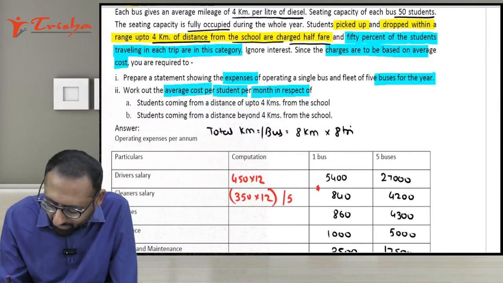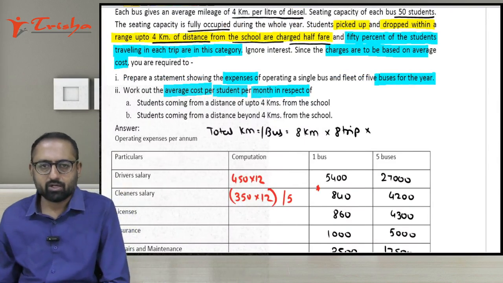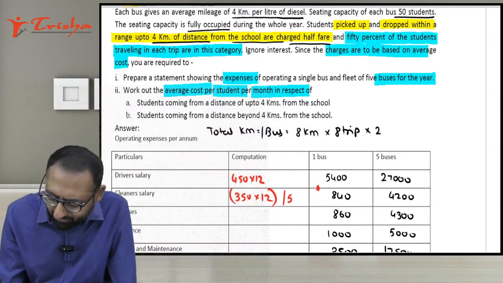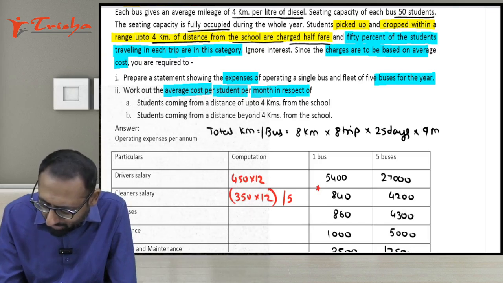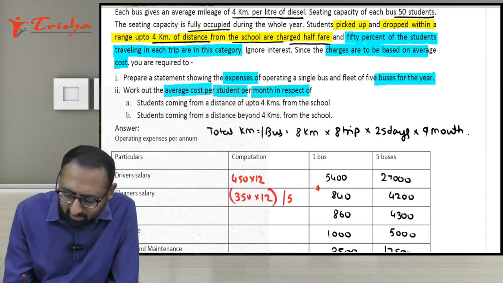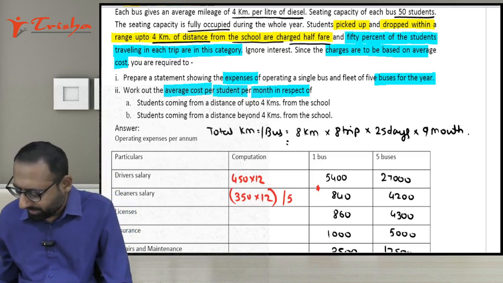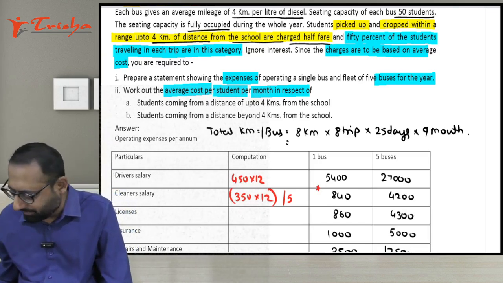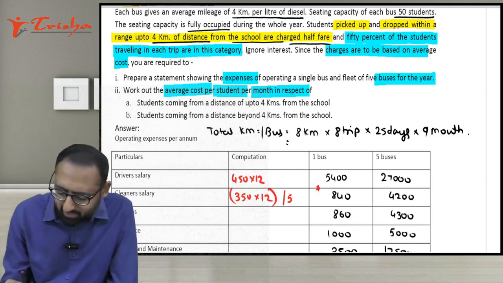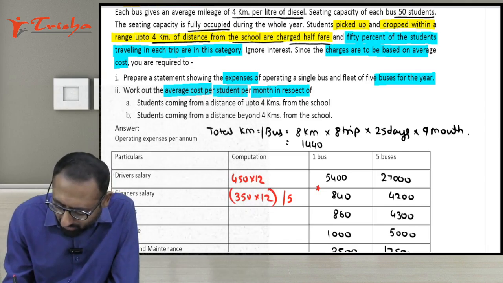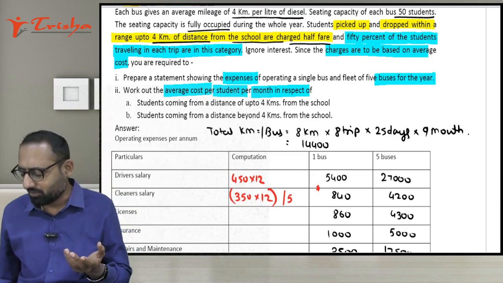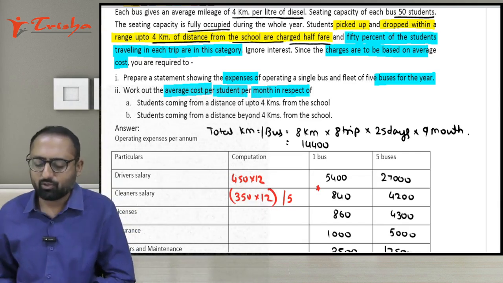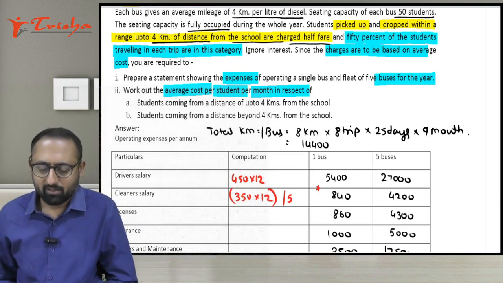8 trips per day, multiplied by 25 days in a month that your bus is operating, and you are operating only for 9 months in a year; 3 months holiday is there. So 8 kilometers multiplied by 8 trips multiplied by 25 days multiplied by 9 months. Guys, per bus 14,400 kilometers will be the total kilometers traveled for one bus, and for five buses you multiply with five. So 72,000 will be the total distance traveled by five buses.